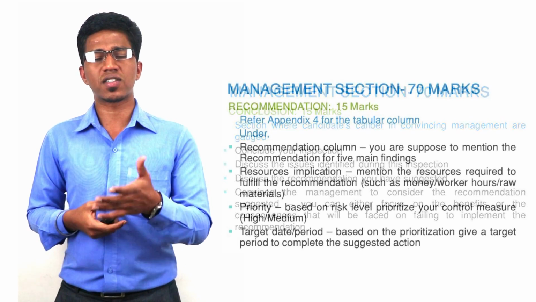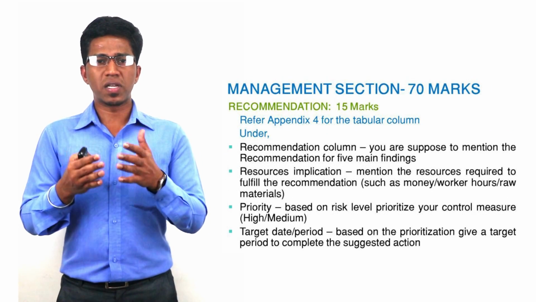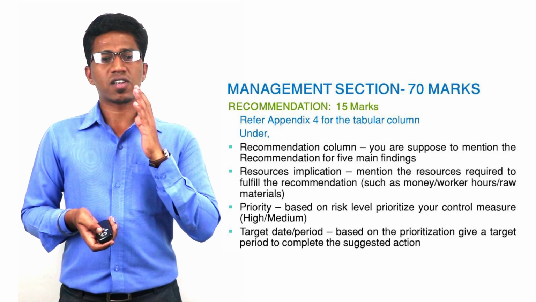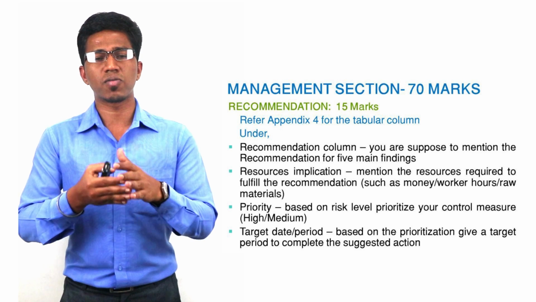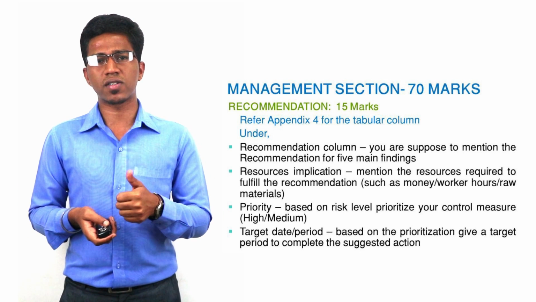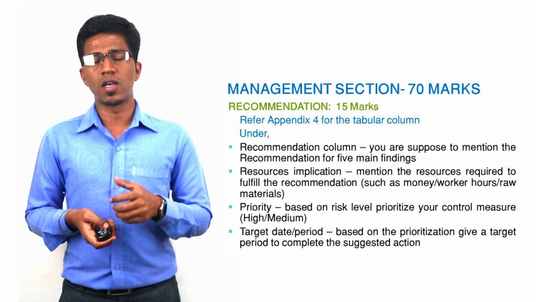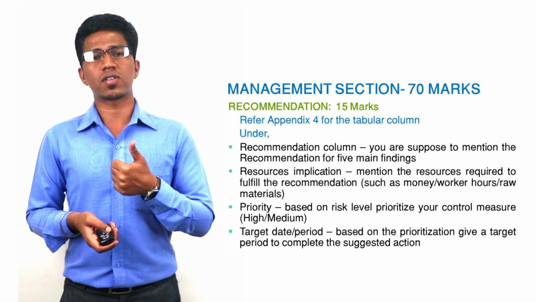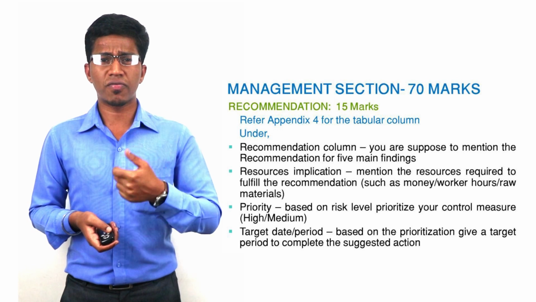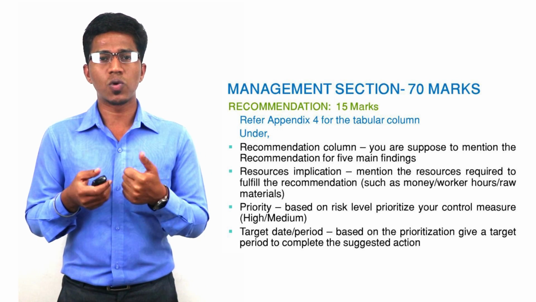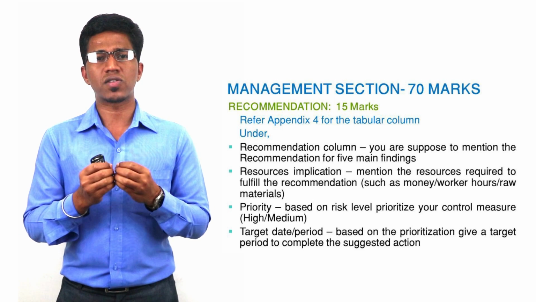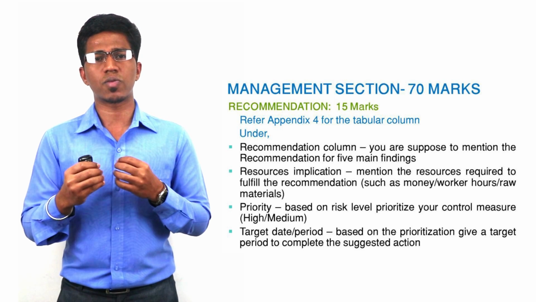Moving to the second last section, your recommendation column. Please write this in a tabular column. You would find this tabular column in appendix 4. Your first column talks about recommendations. This recommendation is written for the 5 main findings. So take the first main finding as your example. In my first column under recommendation, you would write the control measure, simply mentioning that control measure, that's all. No need to give a lot of explanation.